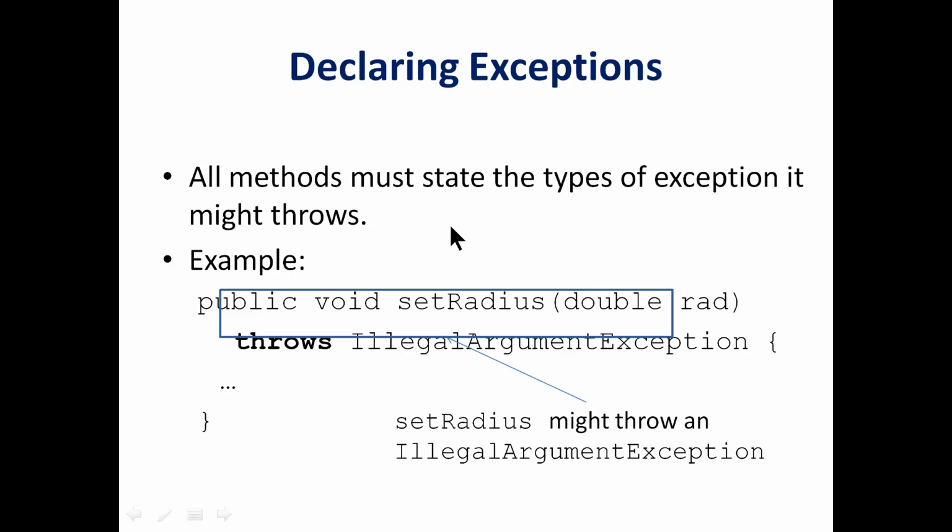And you see, declared exceptions: every method must state the types of exceptions it might throw. For example, public void setRadius(double radius) throws IllegalArgumentException. In case you are not passing a proper value, you may pass a character. What happens? It's an IllegalArgumentException. So setRadius might throw IllegalArgumentException.